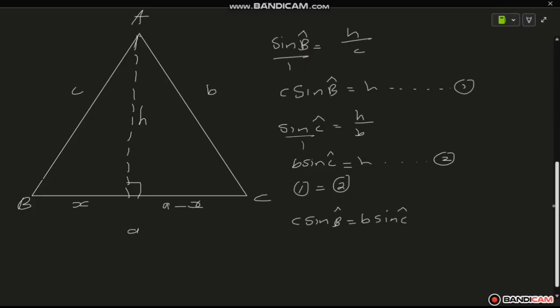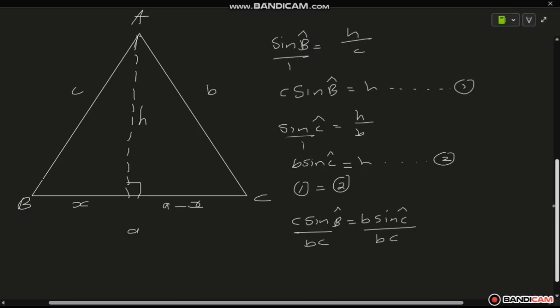I hope that makes sense. I know that what I said is a bit tricky, but listen to it again. So these c's are going to cancel out, and the b's here are going to cancel out. So we are left with sine B over the side, small letter b, equals sine C over small letter c.